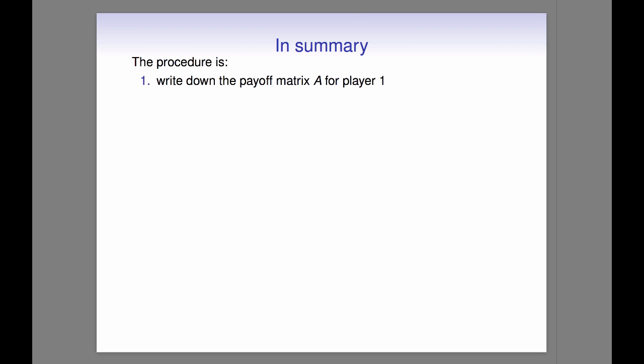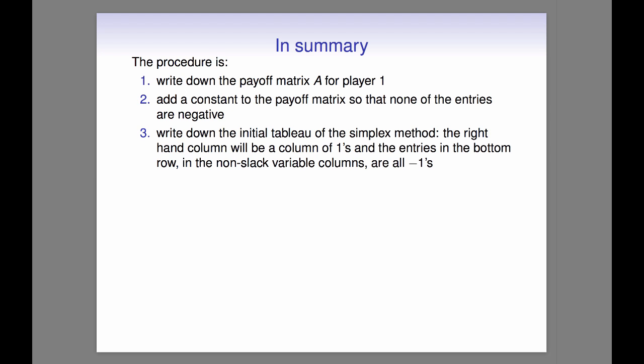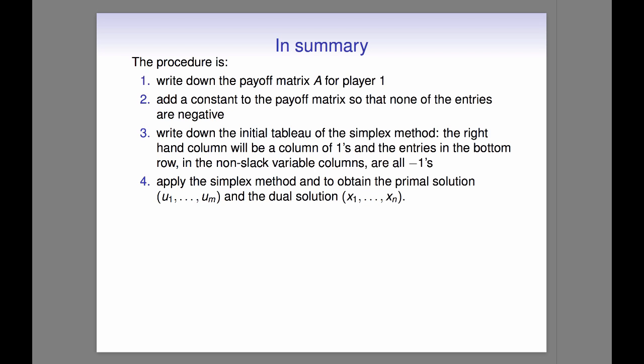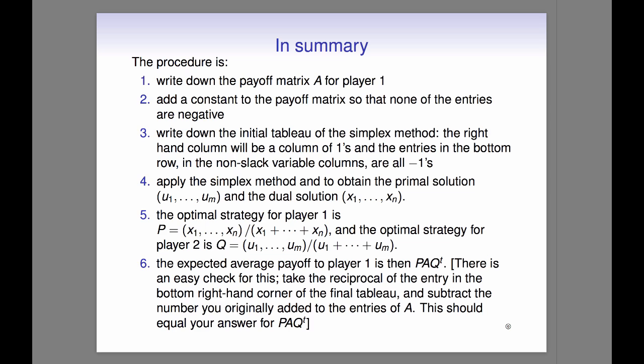So here's the procedure. Write down the payoff matrix, add a constant to make sure none of the entries are negative. Write down the initial tableau. The right hand side will be a column of 1s. And the entries in the bottom row in the non-slack variable columns are all -1s. You solve using the simplex method. That gives you the solution, and the dual solution is the one you want. It's the x's. Then you normalize to get the probability vector. The normalized version of the solution to the original problem is the solution for player 2. And the expected average payoff then is PAQ transpose.